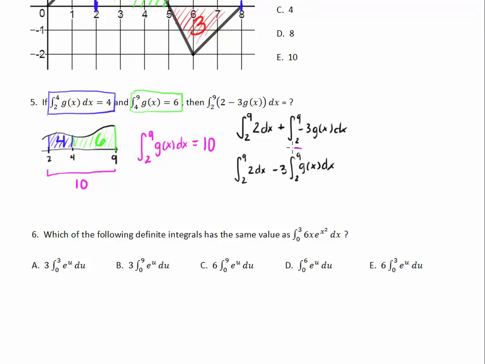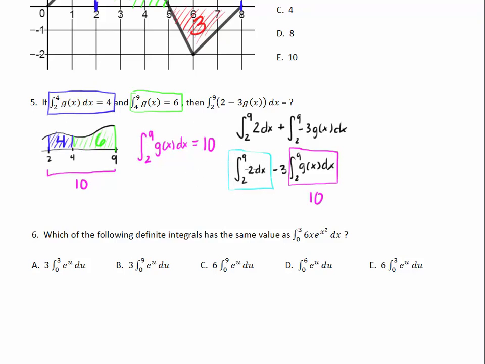So let's see what we know here. We definitely know this part right here. We know that this is equal to 10. So we have the integral from 2 to 9 of 2 dx, minus 3 times 10, so minus 30. So now let's figure out what this is right here.